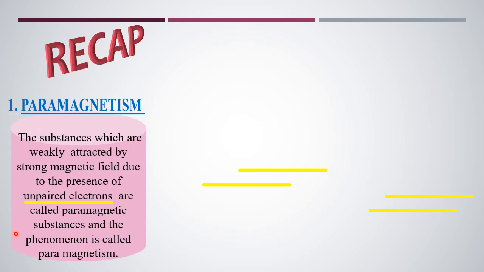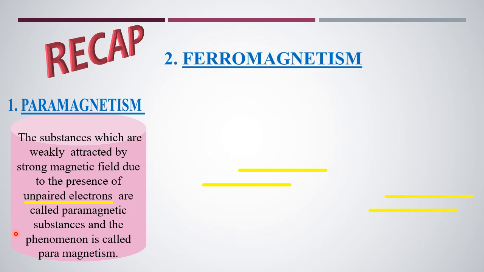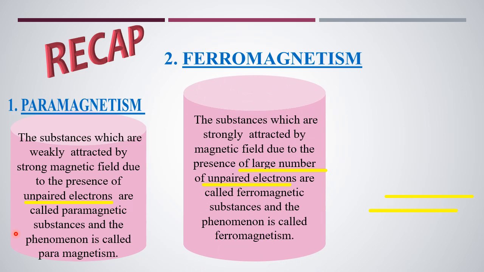Now let's quickly conclude whatever we have discussed. Magnetic behavior is of 3 types. First, paramagnetism. The substances which are weakly attracted by a strong magnetic field due to the presence of unpaired electrons are called paramagnetic substances, and the phenomenon is called paramagnetism. Second, ferromagnetism. The substances which are strongly attracted by the magnetic field due to the presence of a large number of unpaired electrons are called ferromagnetic substances, and the phenomenon is called ferromagnetism, and it is the extreme case of paramagnetism.